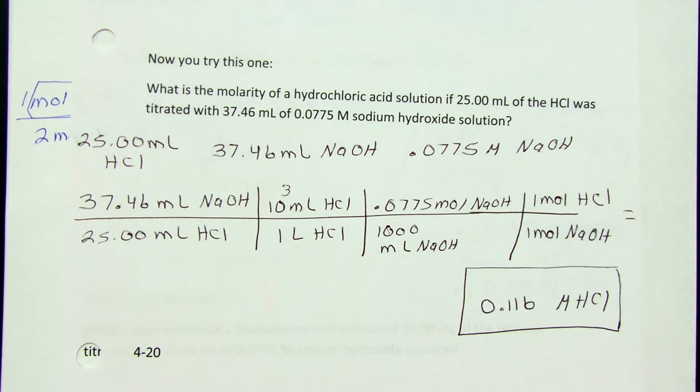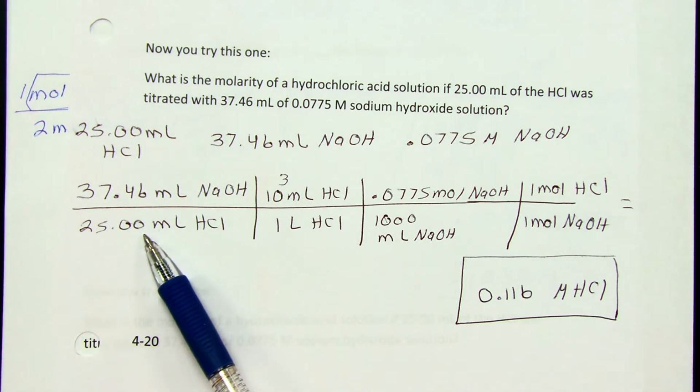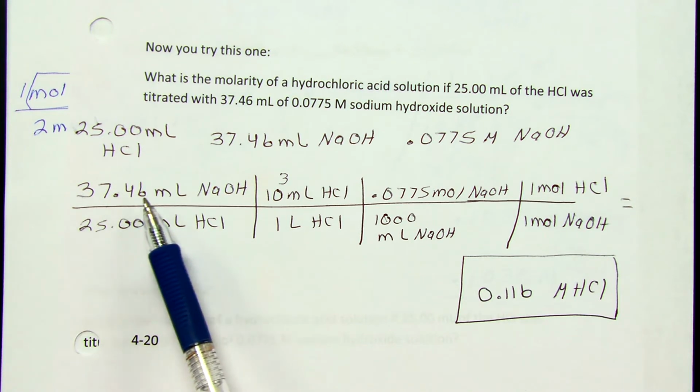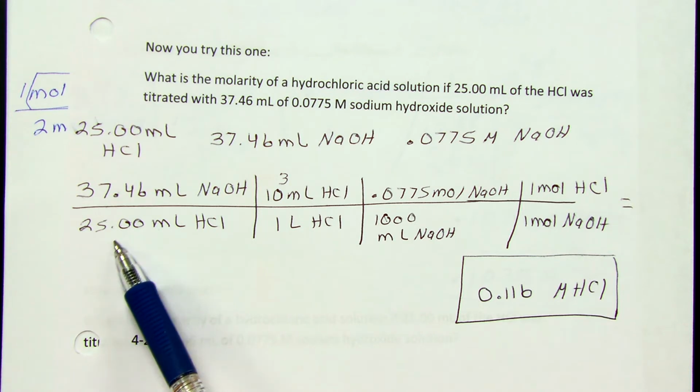It's always nice to see everyone do this problem correctly. Now, one question came up as I was going around the room. Can you combine the two volumes as one conversion factor? One group said it made sense to them to put the milliliters of sodium hydroxide over the milliliters of HCl as one factor, and that works just fine.